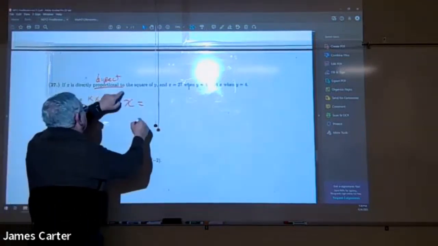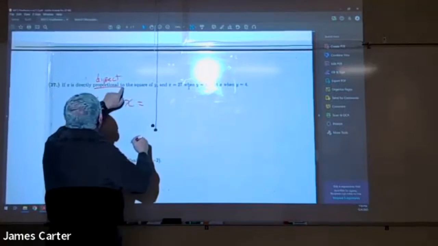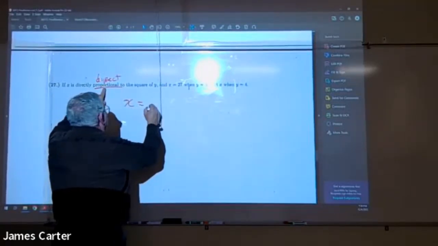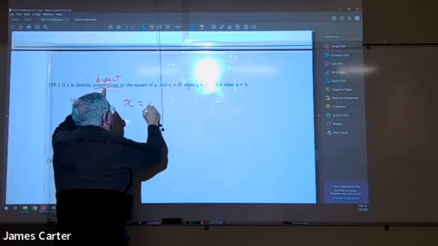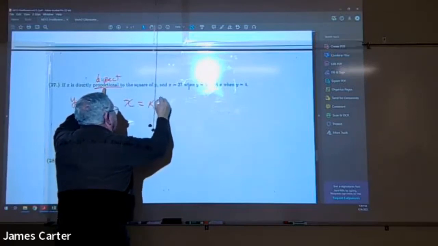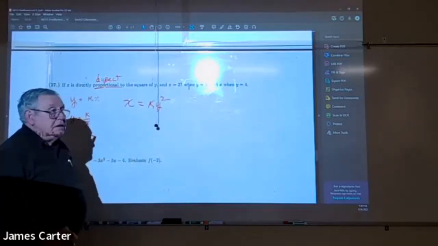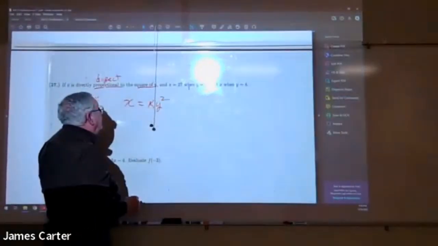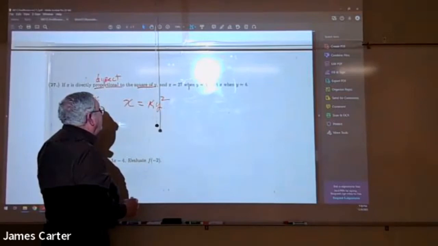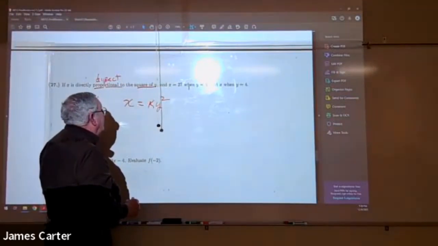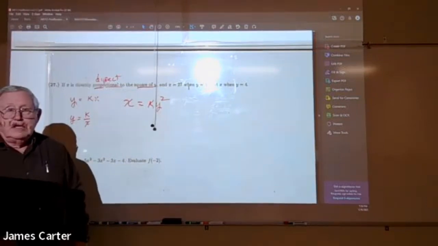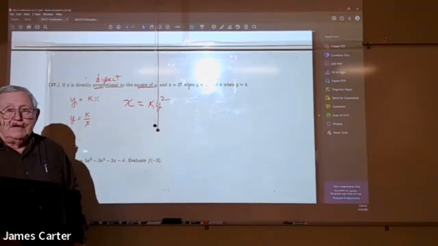But anyway, x is directly proportional to the square of y. So x equals ky squared. The square of y. Now, that's your equation of variation.